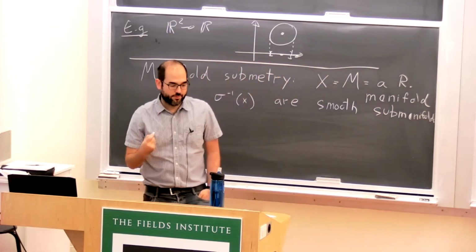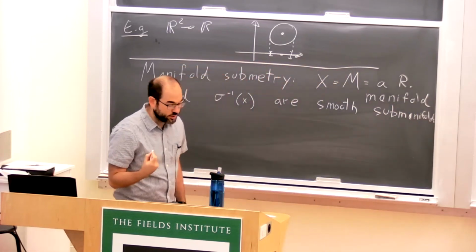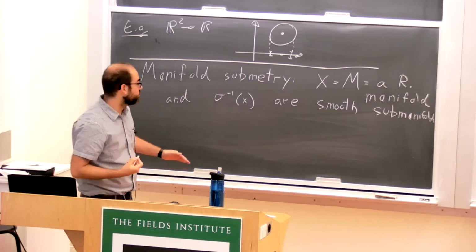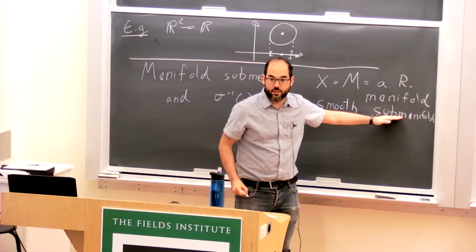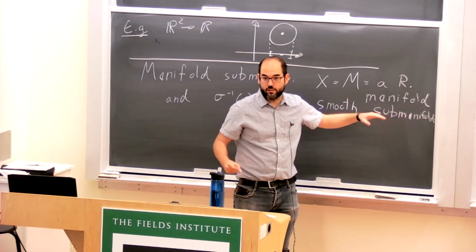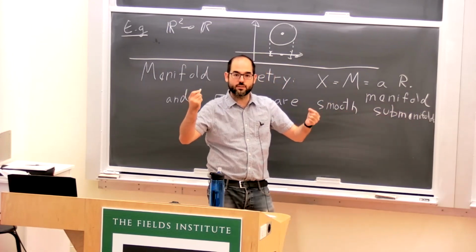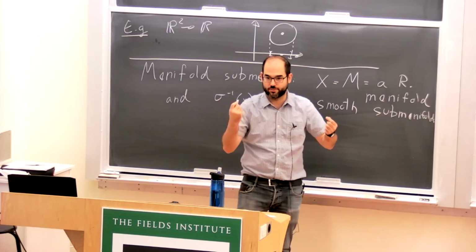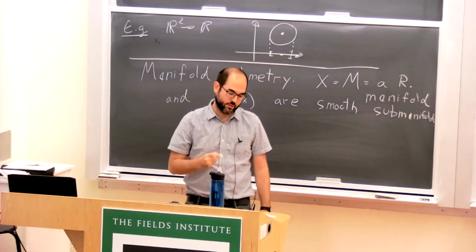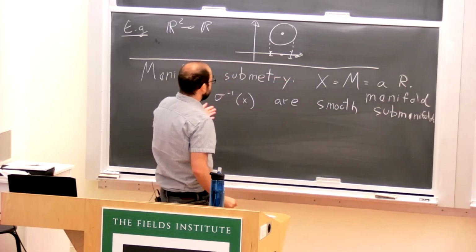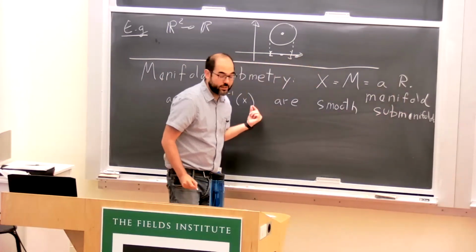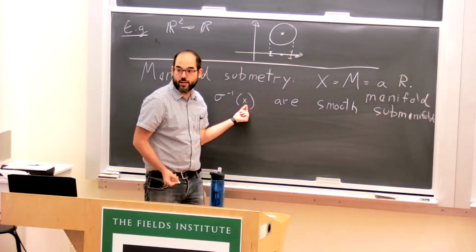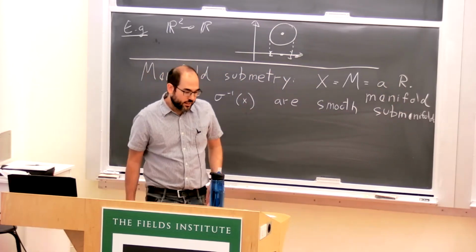And they may be disconnected. I'm including here the possibility that some of these fibers are actually disconnected. But then we ask that the different components of each fiber have the same dimension. And these submanifolds may have varying dimensions if you vary the point x.